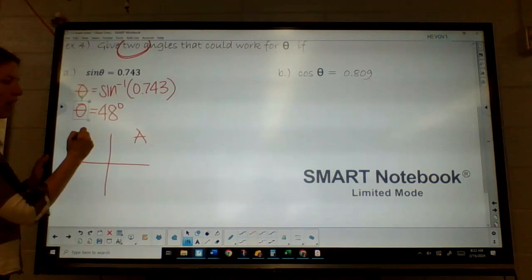So taking away 360 in these is almost like simplifying a fraction. Like 5 halves or 5 tenths is the same thing as a half. That's essentially what they're doing here. Okay?